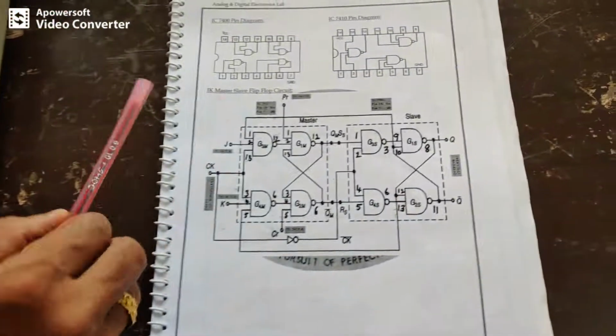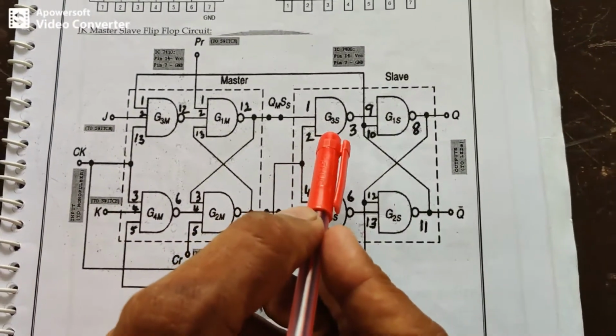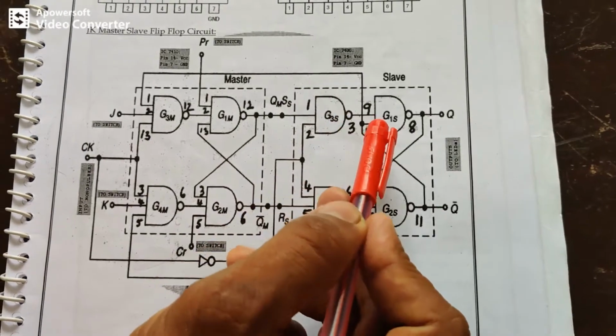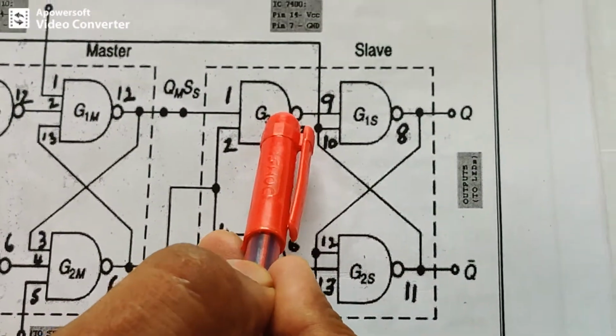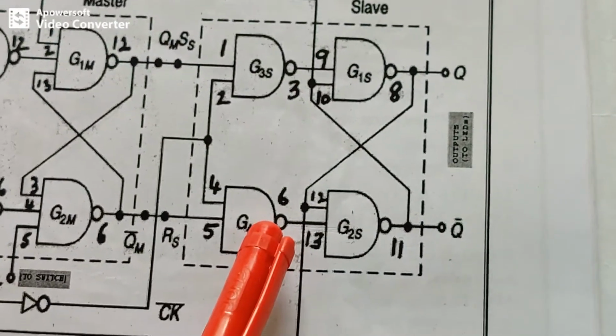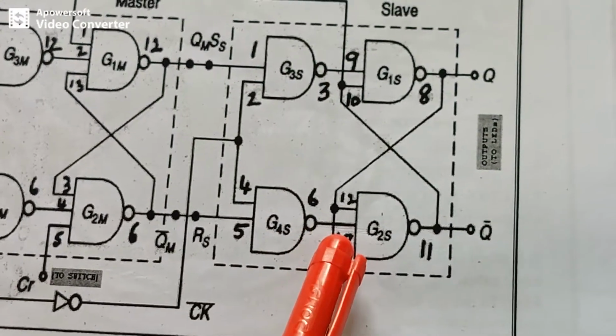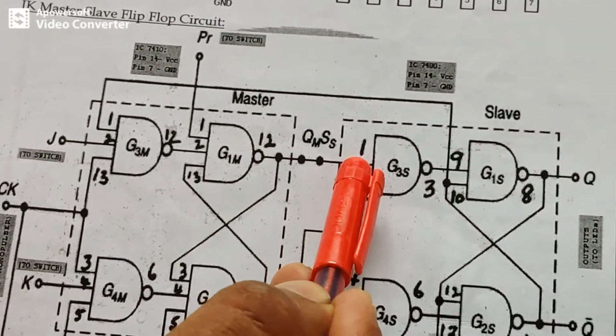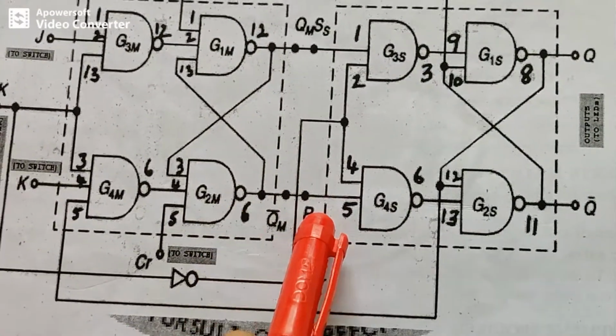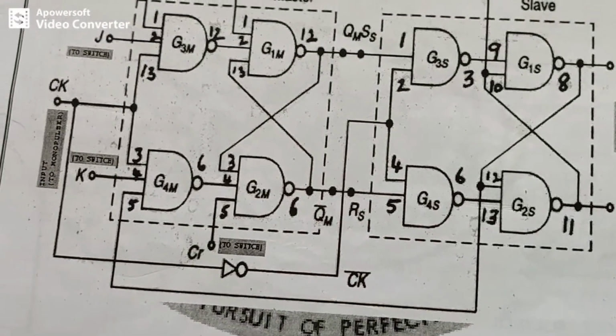Other than that, we have one more connection here. Pin number 3 and 9 you have to connect, pin number 6 and 13 you have to connect. Similarly, you have to do the connection for pin number 12 and 1 and pin number 6 and 5. We will proceed with that.